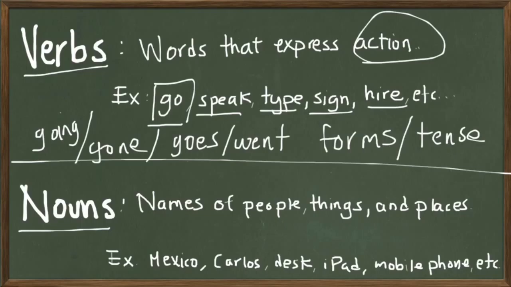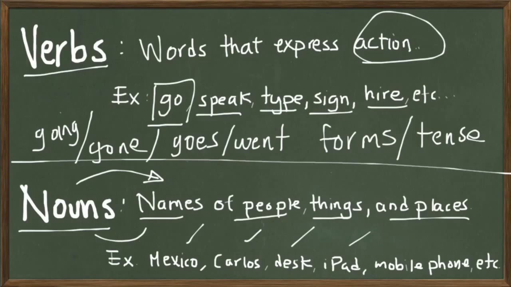Another terminology that is very important for you to remember is nouns. Well, a noun, it's very simple. A noun means name. Name means noun, noun means name. Names of what? People, things, animals, places, etc. It's the name of things in the world. For example, Mexico, Carlos, desk, iPad, mobile phone, etc. It's very important not to forget the meaning of verbs and the meaning of nouns.